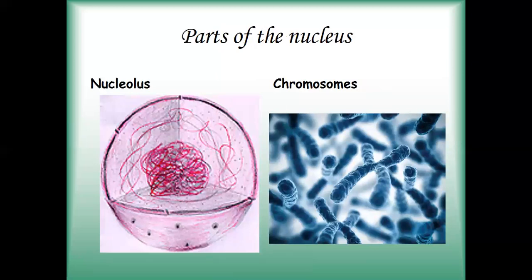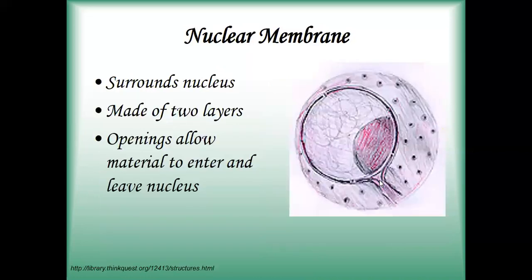These are the parts of the nucleus. Here you can see a nucleolus, and this is how a chromosome looks. It has a short arm and a long arm. We are not going to study the detailed structure of chromosomes.